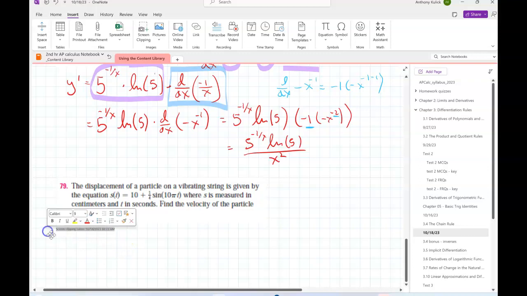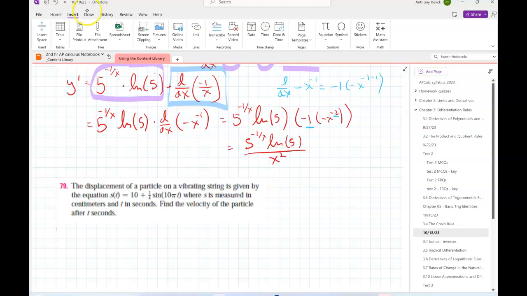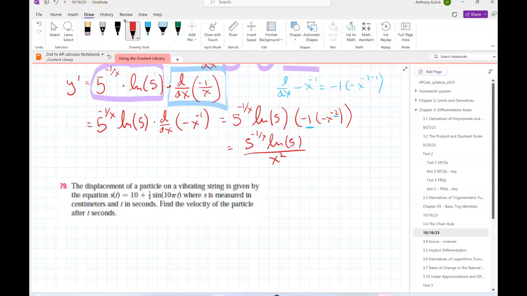All right. So it says the displacement of a particle on a vibrating string is given by the equation s of t equals yada, yada, yada, where s is measured in centimeters and t in seconds. Find the velocity of the particle after t seconds. Well, I know velocity is just the first derivative of displacement, right? So all I need to do is take the derivative of 10 plus 1/4 sine of 10 pi t.